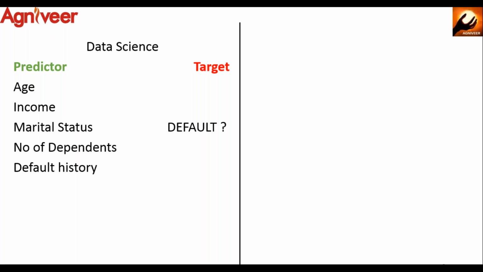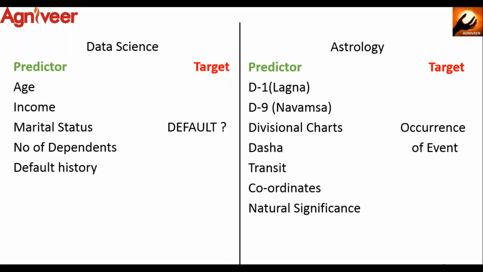Let me draw a similar analogy in astrology and try to understand whether the situation will be similar or not. So here we have certain predictors which will help me to predict something in life. The most important that I feel is the Lagna chart. The D1 chart is the most important feature that you should be understanding. And the initial phase of analysis, when you get the birth details, should be around your D1 chart.